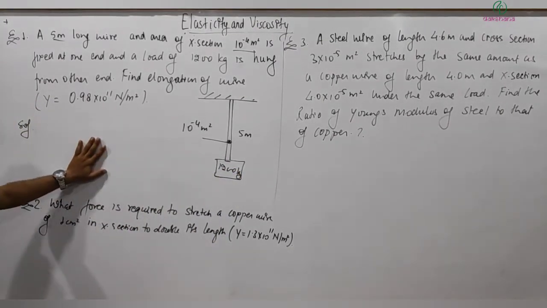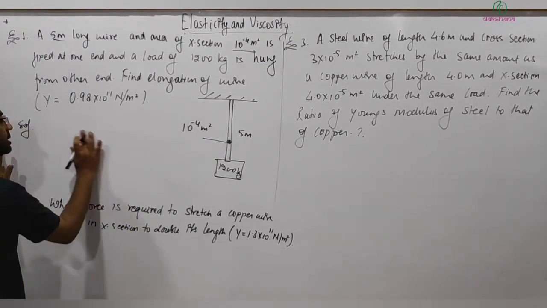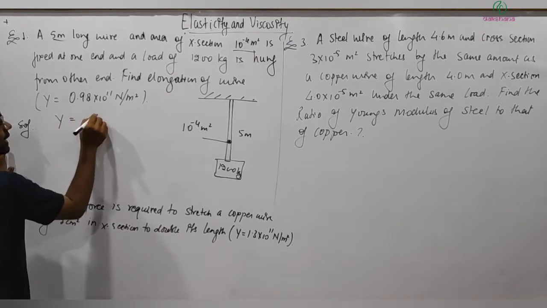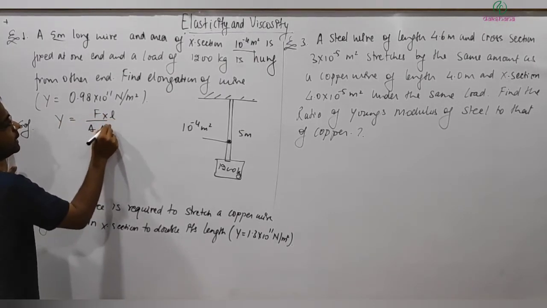Find the elongation of wire. Young's modulus of this wire is also given. So it's like simple formula based. So what we have known is Y is equal to force into length divided by delta L.